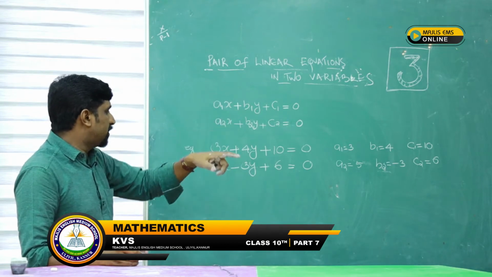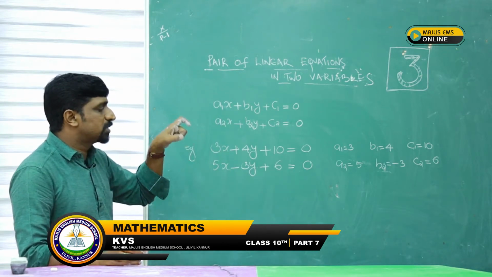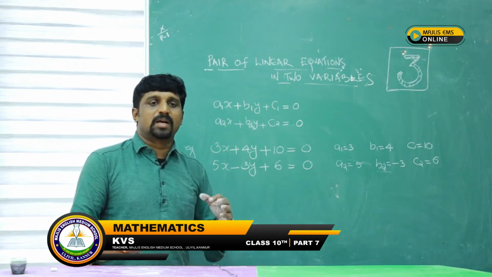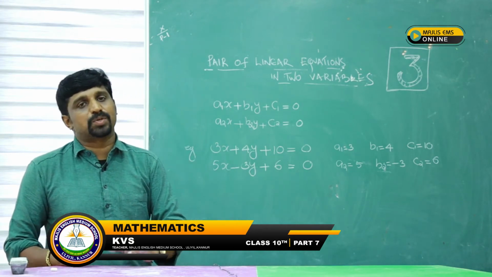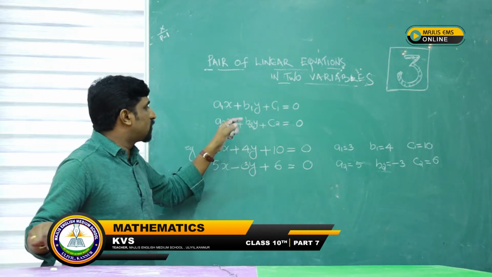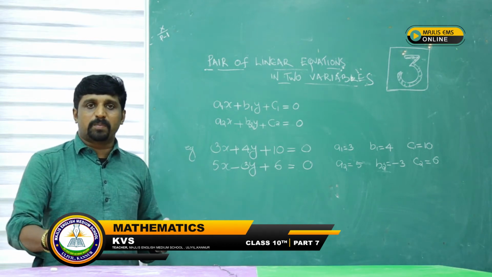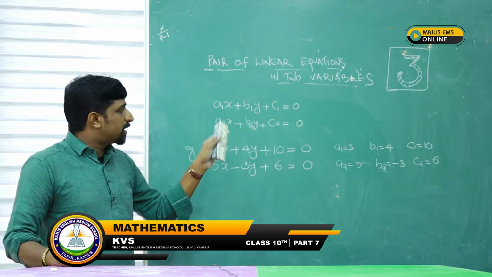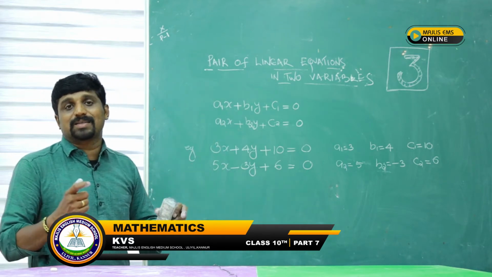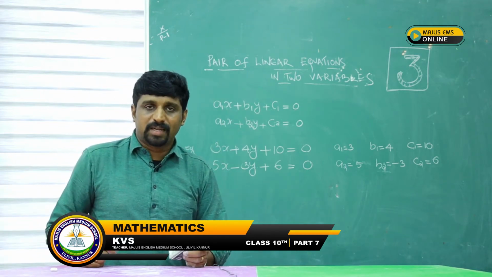a1, b1, c1, and a2, b2, c2. Like that we can find the coefficients a1, b1, c1, and a2, b2, c2. This is the standard form of linear equation in two variables. The solution we always get in ordered pair form in a single equation, but here, with two equations, we can satisfy some condition that I will discuss now.